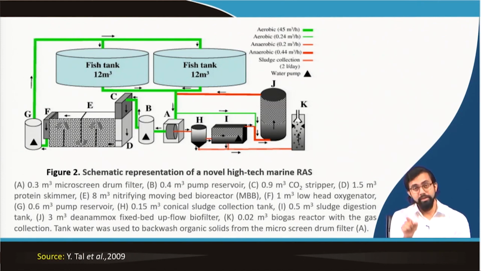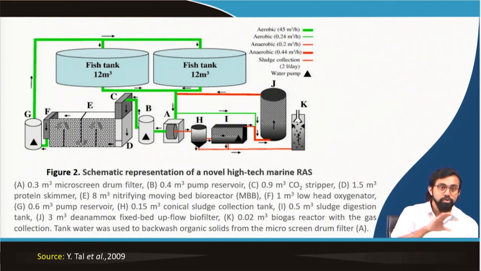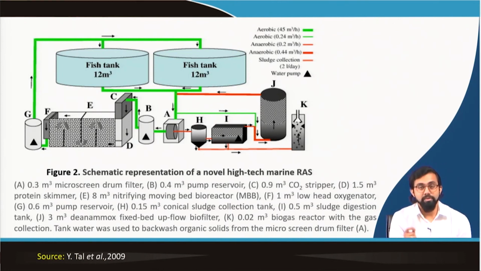So it is taking that water, after the screening is done in the microscreen drum filter, to number C, which is a carbon dioxide stripper. After the carbon dioxide stripper, it comes down to the protein skimmer. Through the protein skimmer, it comes to the nitrifying moving bed biofilm bioreactor, MBBR as it is sometimes called.